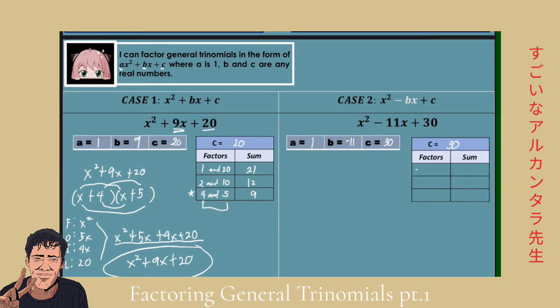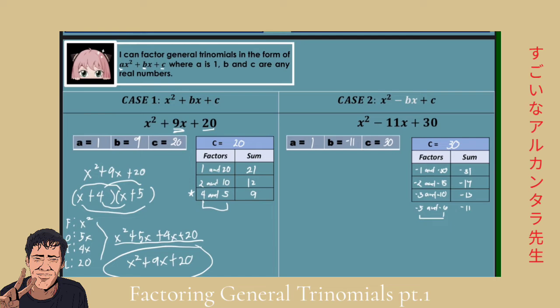We can have negative 1 and negative 30. That's positive 30, but if you add it, it's negative 31. So that's not the answer. We can have negative 2 and negative 15. That's positive 30, but if you add it, it's negative 17. We can also have negative 3 and negative 10, but that is equal to negative 13. So we can also have negative 5 and negative 6, and that will give us negative 11. So therefore, these are the two factors that we are going to use.